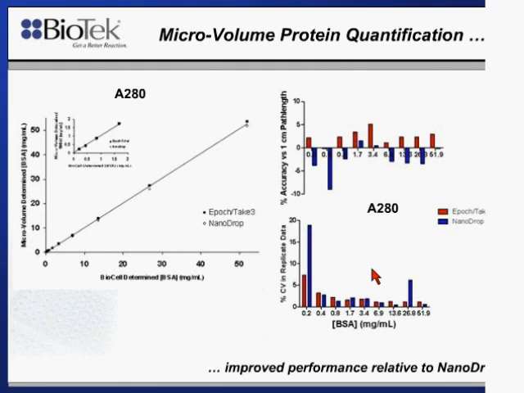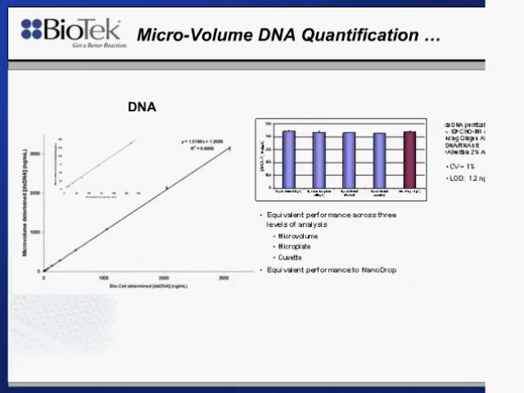Next I'll show you some data with DNA. Again, over on the left, the graph shows microvolume determined BSA concentrations on the y-axis compared to 1 centimeter vessel concentration determinations on the x-axis, and nanodrop is on here as well for comparison. And again, you can see a near perfect correlation between the 1 centimeter vessel measurements and those determined at a microvolume.